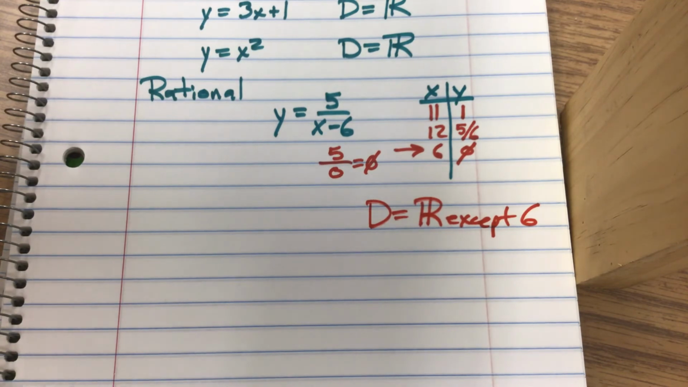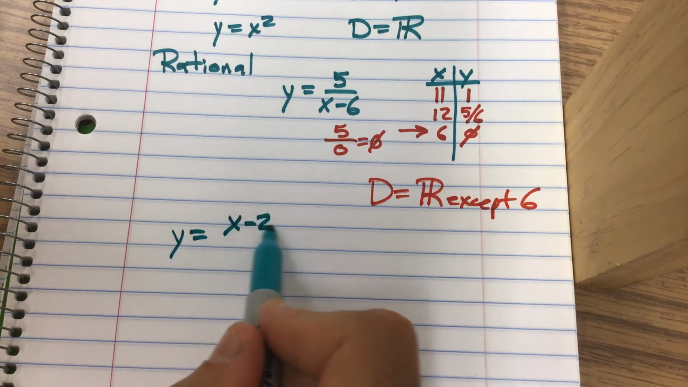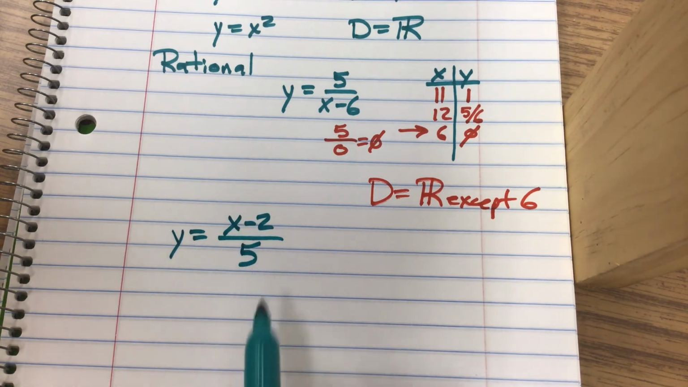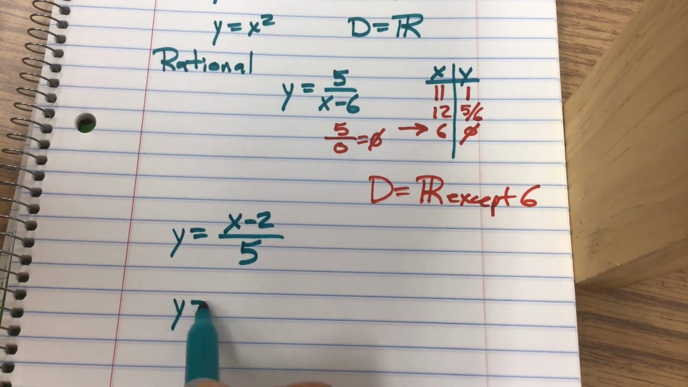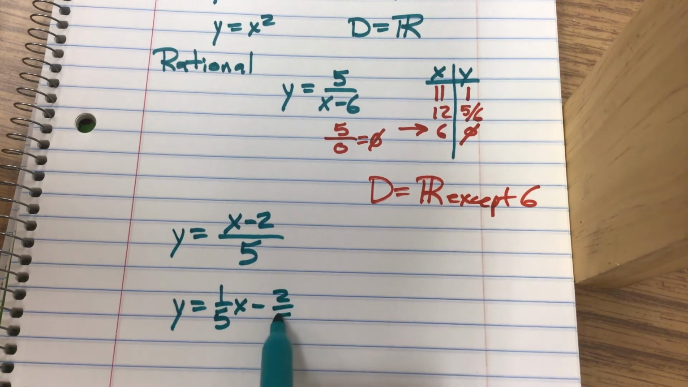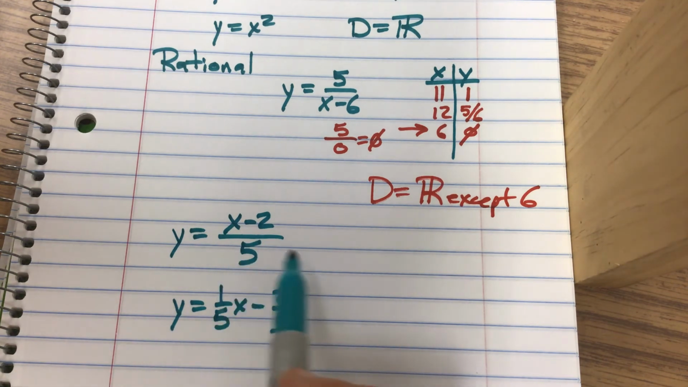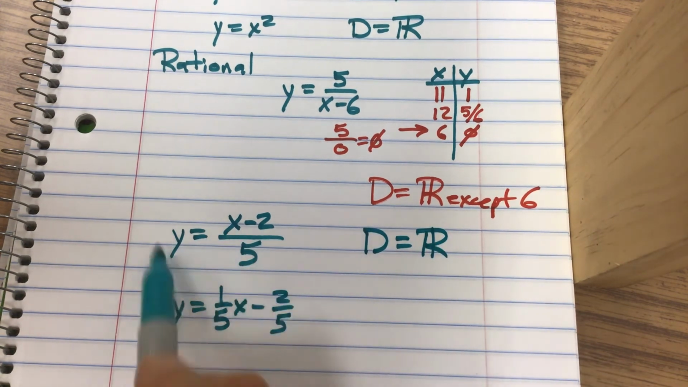Let's look at another example here, a couple more. y equals x minus 2 over 5. This is a rational function. However, you can plug in any number you want into this function. Technically, it's a linear function, because if you reduce this, it's 1/5 x minus 2/5, if you wrote it separately and gave them each their own denominator. So it's a linear function. So the domain is all real numbers. You can plug in anything you want into this function.